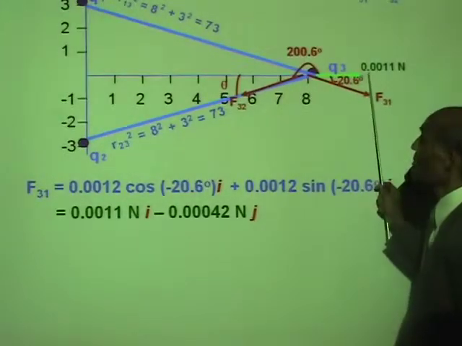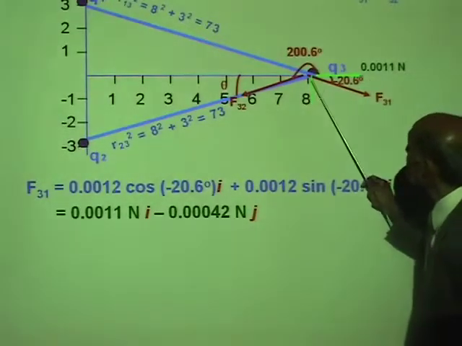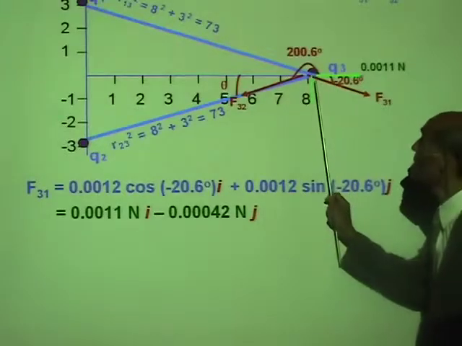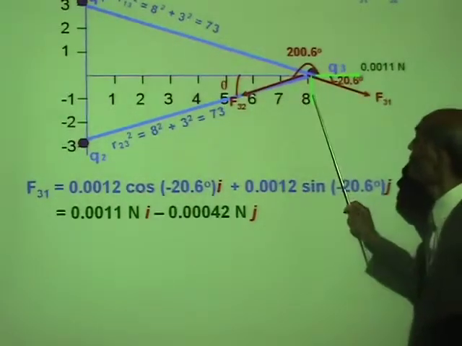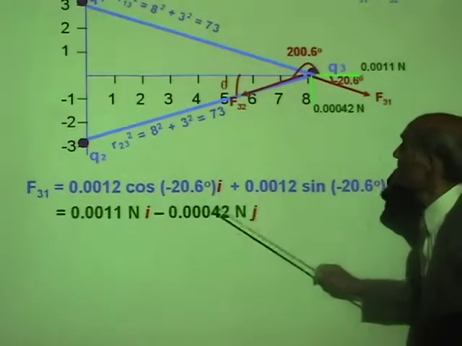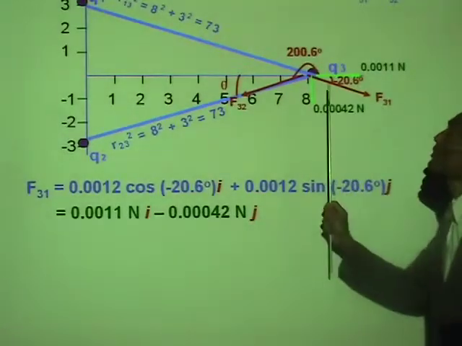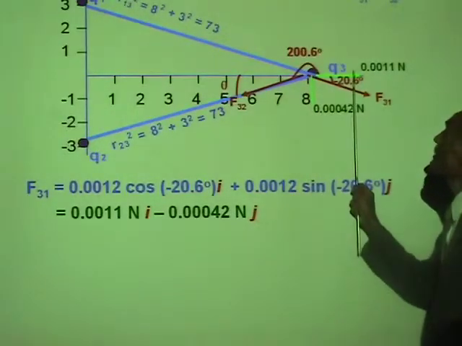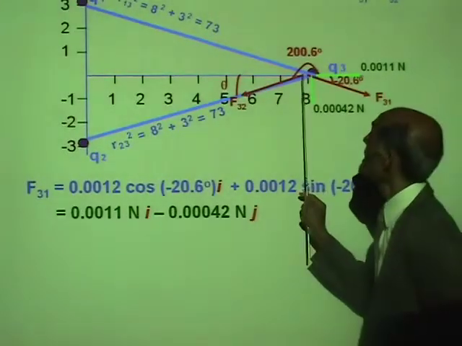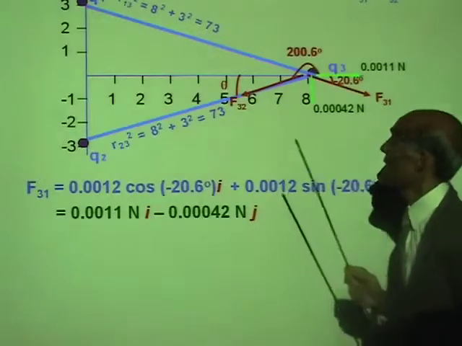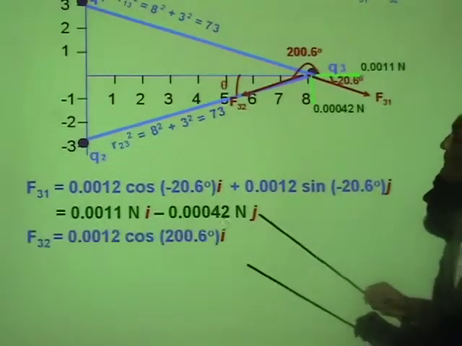This is the x component, that is 0.0011 Newton. And this is the y component. Remember, the y component can be drawn here or here. Is that right? Makes no difference. This is the y component, that is negative 0.0042 Newton. So we have now obtained the x and y components of this. Similarly, let's write this vector as the sum of its x and y components. I'm sure you can do that.